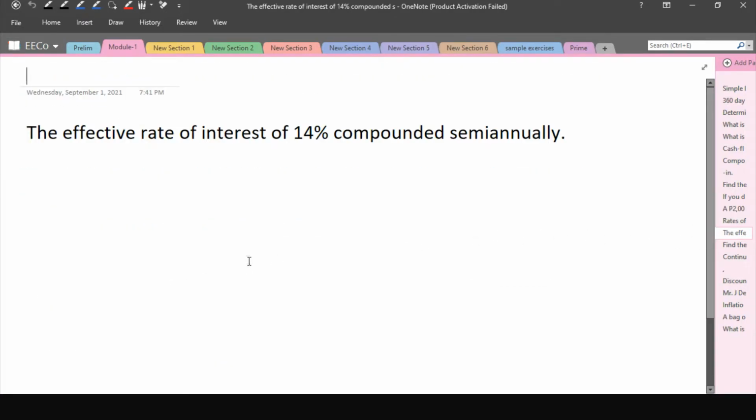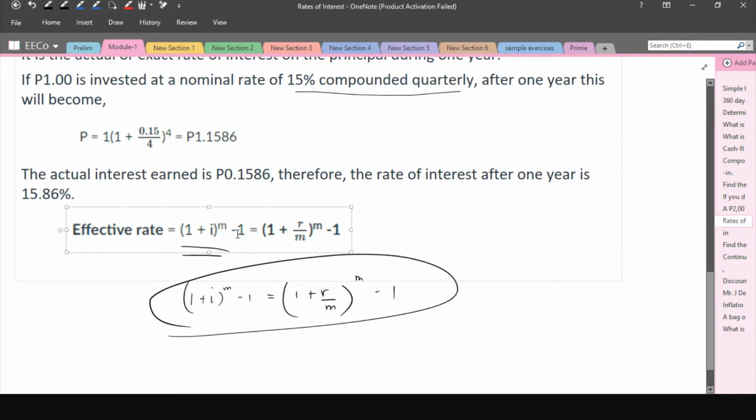Now, you have here, the effective rate of interest is 14% compounded semi-annually. You want to convert it into effective rate. Okay? Paano gagawin mo dyan? Paano mo daw siya gagawin effective rate? If this is your nominal, you will compound it effectively. Effective rate. So, IE, ano bang formula ni IE na naka-include dito?